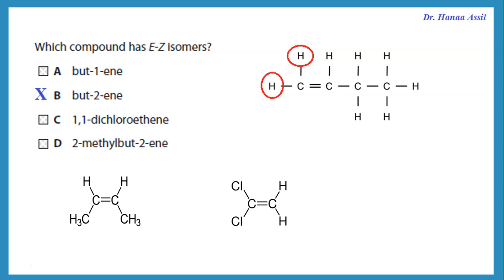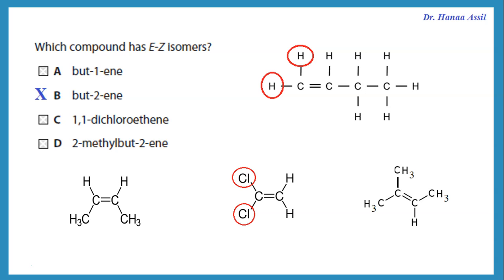What about 1,1-dichloroethene? Again, that carbon is bonded to similar groups. It cannot form EZ. 2-methylbut-2-ene. Again, that carbon is bonded to similar groups. Remember, a carbon of the double bond bonded to similar groups cannot have a cis or trans or an EZ isomer.